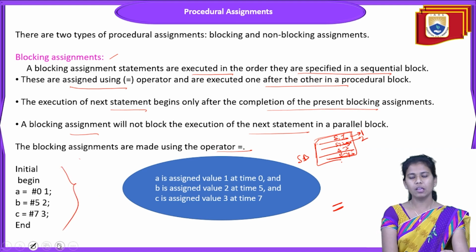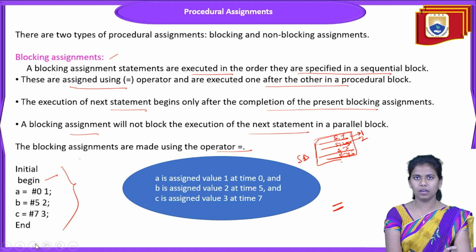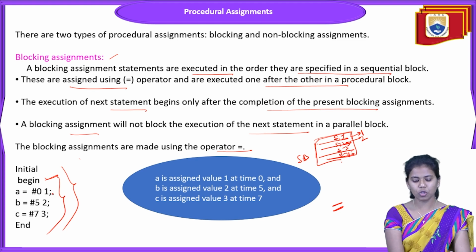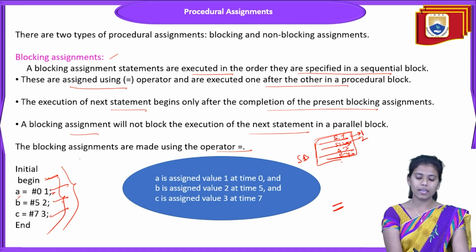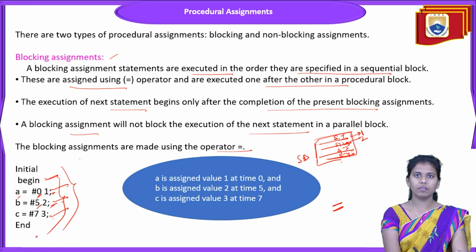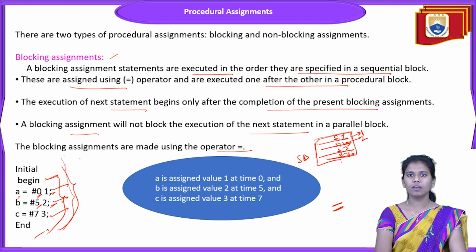So here is an example. Initial, and I'm just beginning by initializing values into the variables: A is equal to 1, B is equal to 2, C is equal to 3. Here #0 is nothing but A is assigned value 1 at time 0, time delay 0 nanoseconds, and B is assigned value 2 at a time delay of 5, and C is assigned value 3 at a time delay of 7. And I'm finally terminating with the end module.